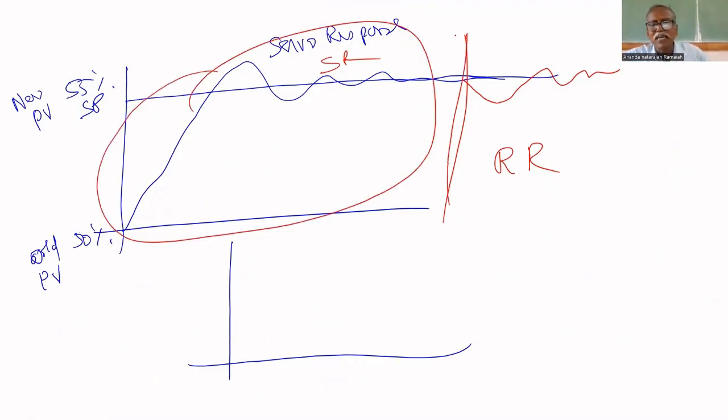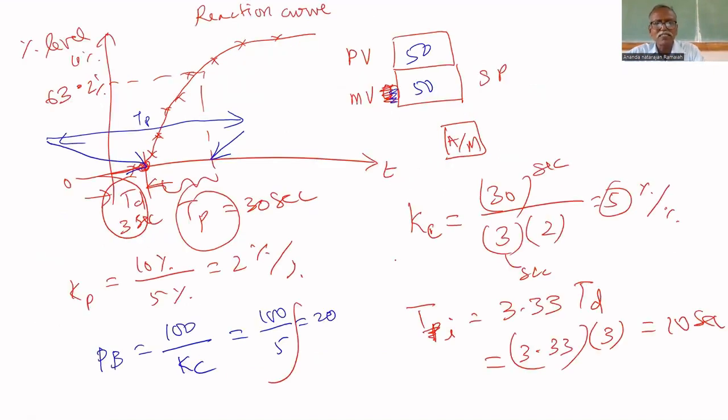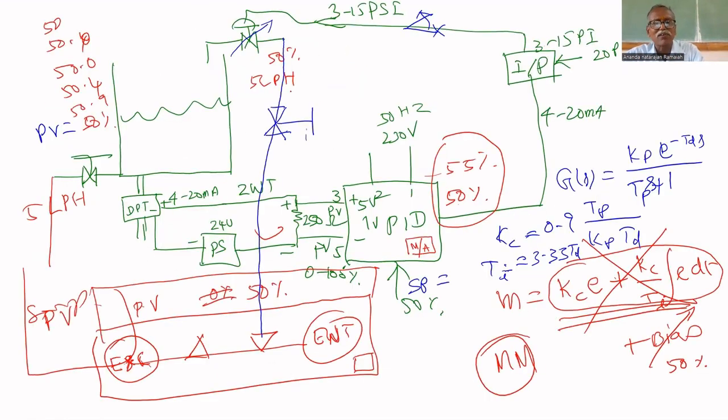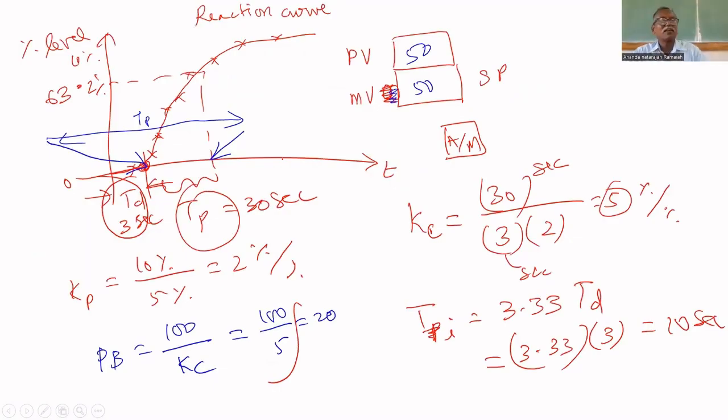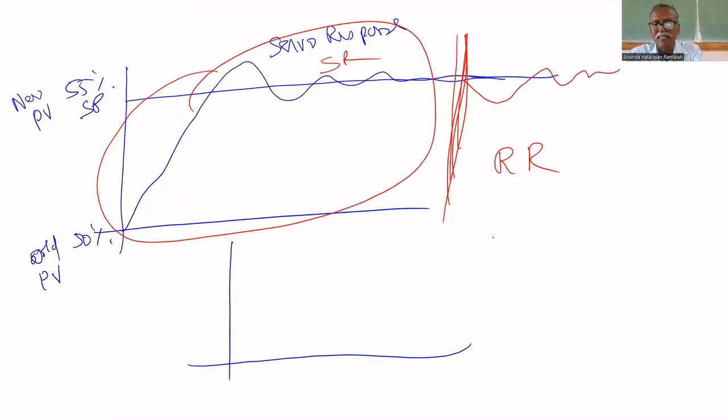Here, once it is settled, you give some disturbance. As I told, the disturbance is given by adjusting this hand valve. If you adjust the hand valve, it disturbs the process. That's why again it will take 20 minutes to settle at that 55%. That response will look like this.